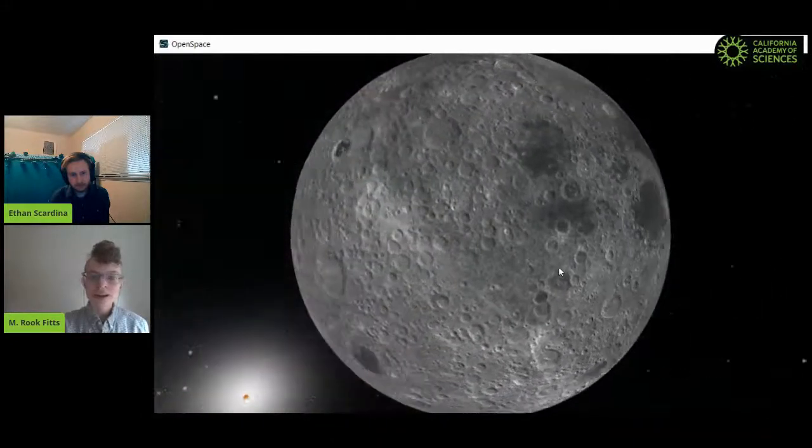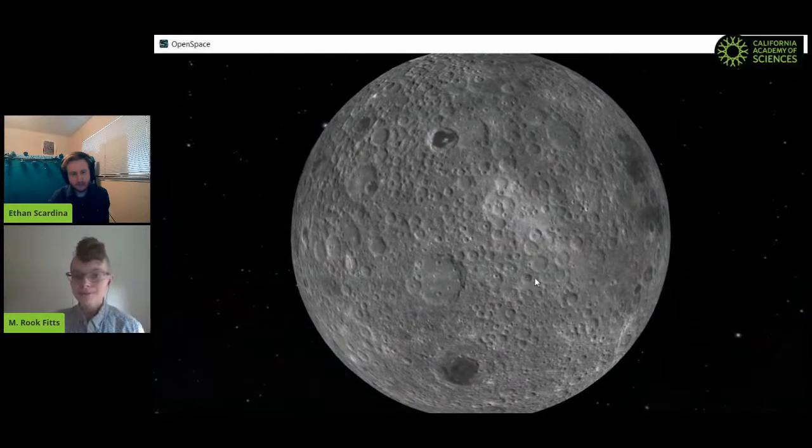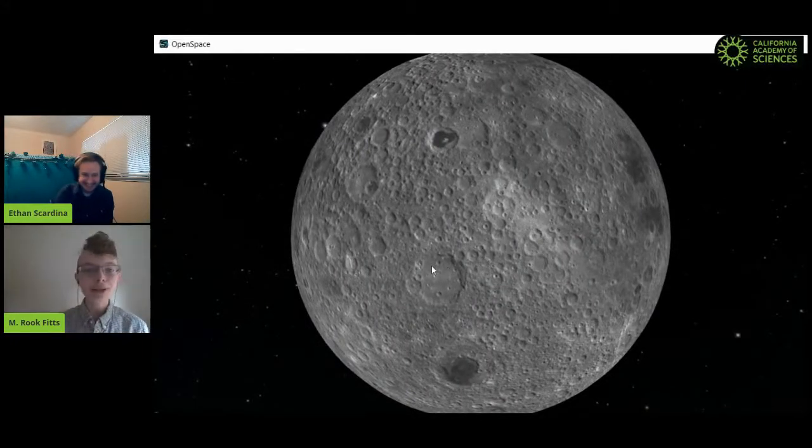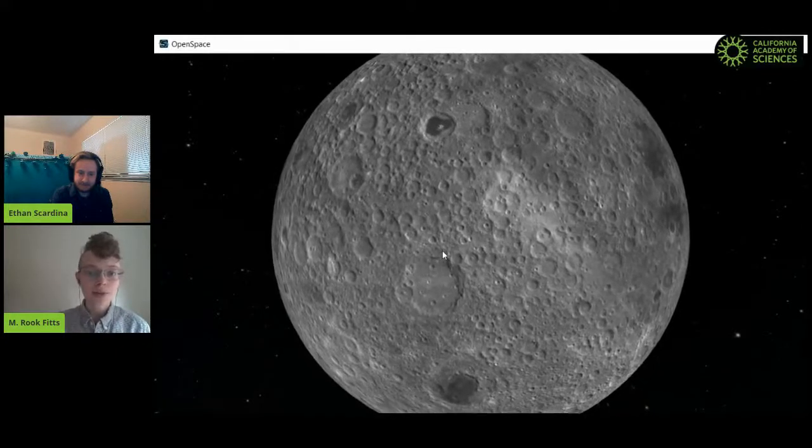We're going to venture over to the mysterious far side of the moon. Do you mean dark side of the moon? I do not mean dark side of the moon. And I also get questions about how we know what the far side of the moon looks like. But for instance, here we can see it in great detail. These are actual photos of the far side of the moon.